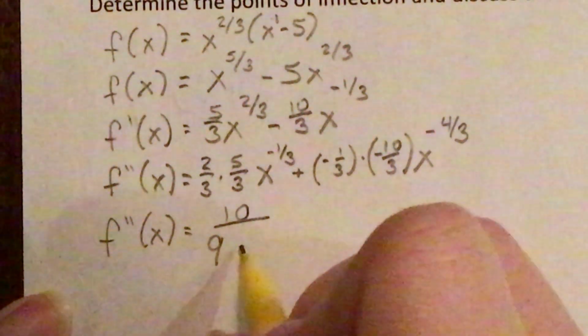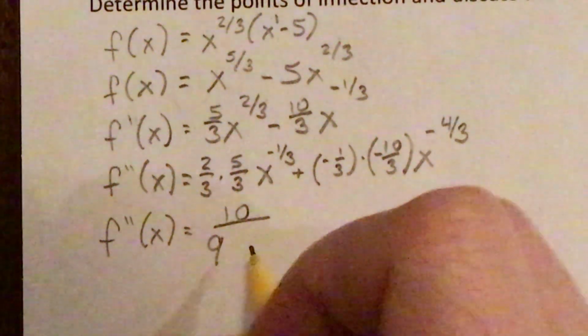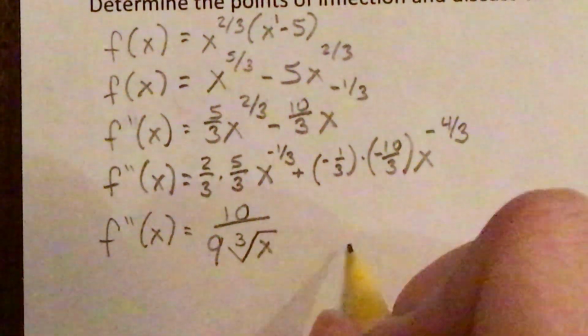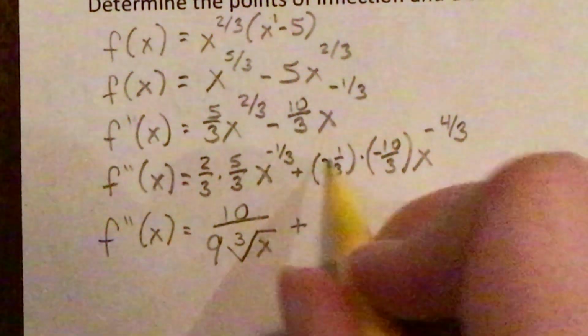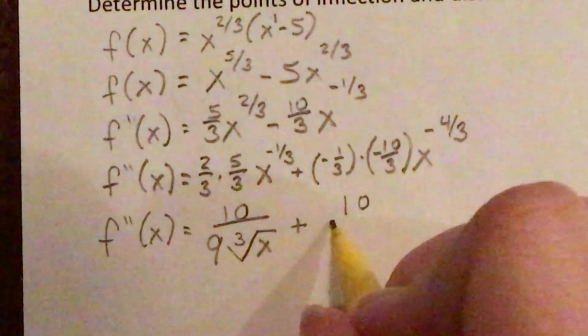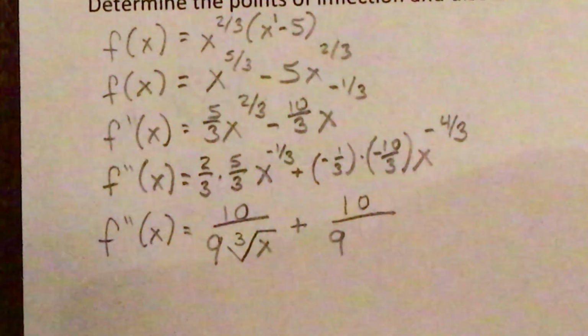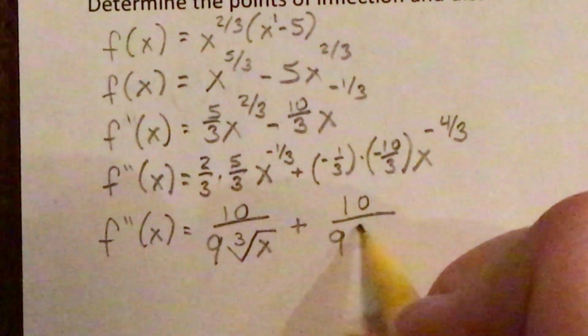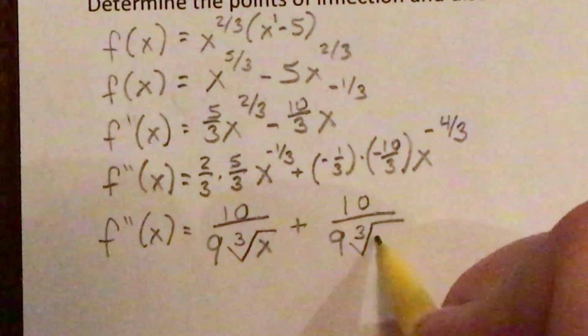10/9 times, I'll write it with a root, the cube root of x, plus, because negative times negative, 10/9. Hey, look, those numbers match. Interesting. Times the cube root of x to the 4th.